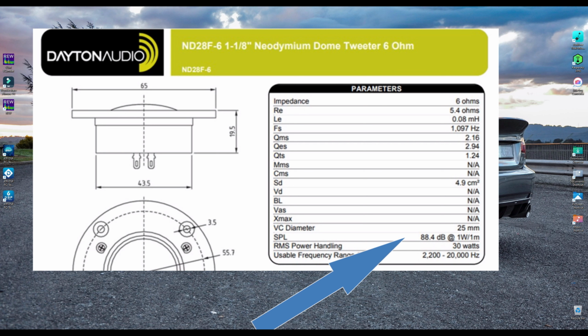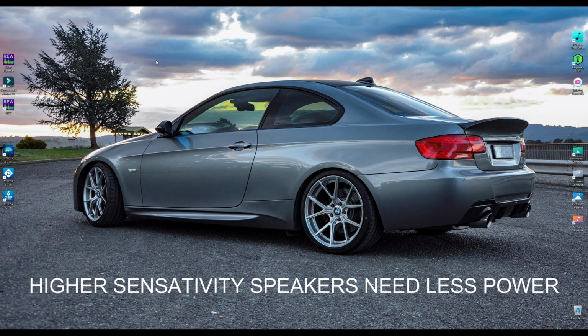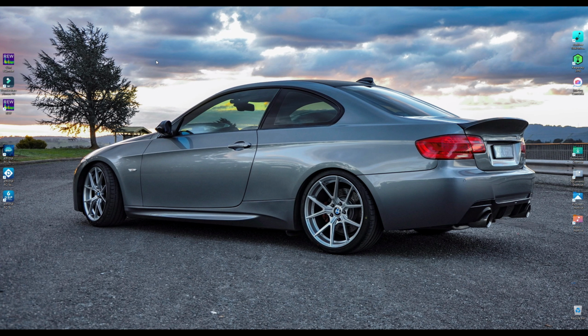The higher the sensitivity or efficiency of a speaker, the less power they need because they are less resistant. And so a 92 dB speaker will give you more output per watt than an 85 dB speaker with the same wattage, because the 85 dB is more resistant.